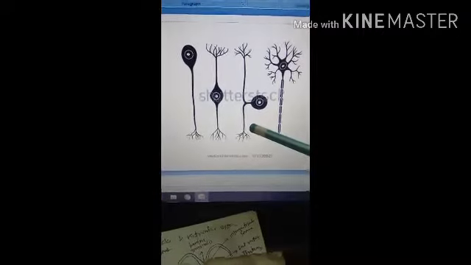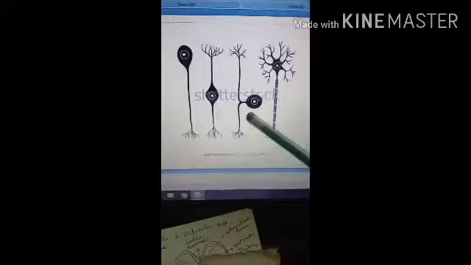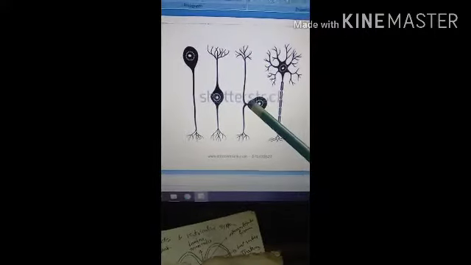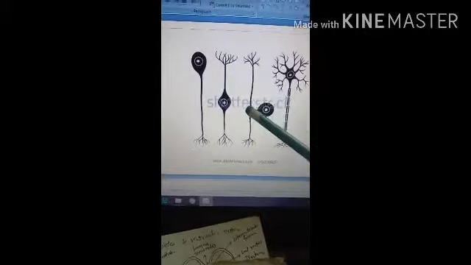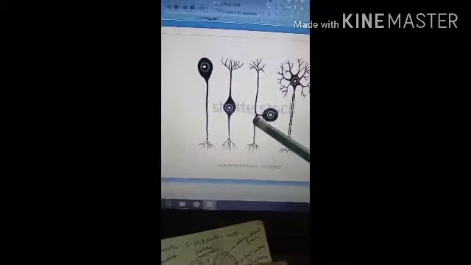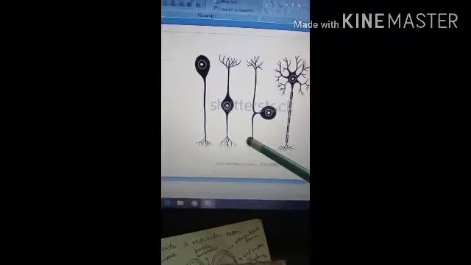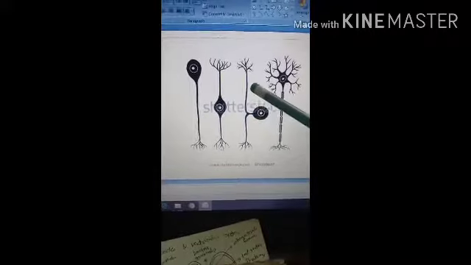Then the third diagram is called the pseudo unipolar. Here only one process is formed from the cell body, and then that process is again divided into two processes, one forming the dendrite and one forming the axon. This type of neuron is called the pseudo unipolar neuron.